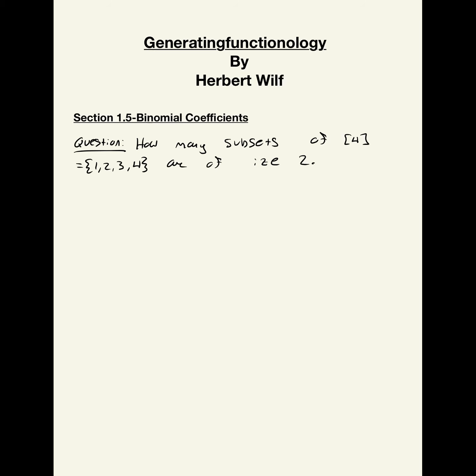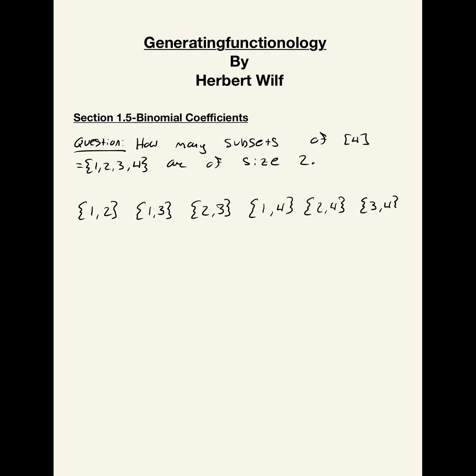Let's redo that here. We can actually list these explicitly. So {1, 2} is a subset of {1, 2, 3, 4}. {1, 3} is a subset. Let's see, {2, 3} is a subset. And then {1, 4}, there aren't too many of these. {2, 4}, and I believe the last one is {3, 4}.